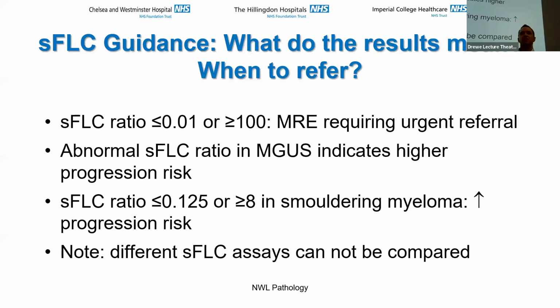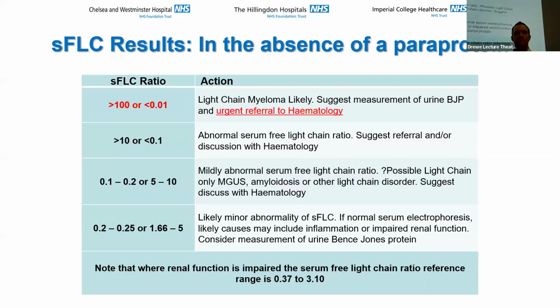And just as a note at the bottom, I have put in a reminder that the different free light chain assays can't easily be compared to each other, particularly Binding Site compared to some of the other ones, say like the Siemens assays. They have different types of antibodies. The Binding Site assay uses a polyclonal antibody, whereas the Siemens assay uses a monoclonal.